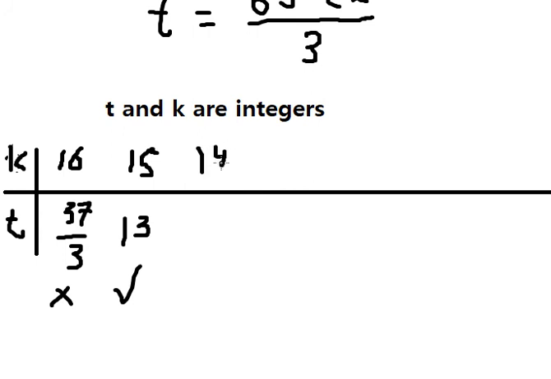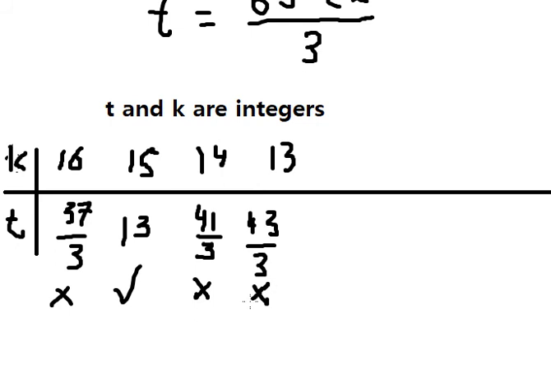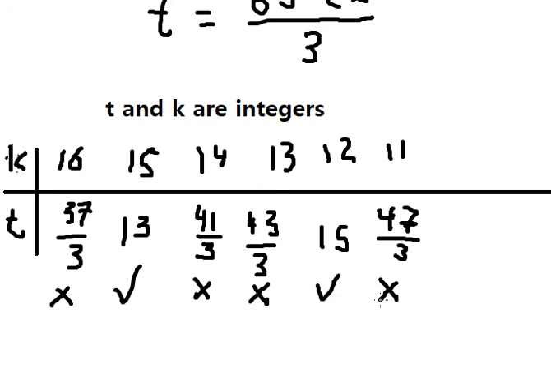Now I will select 14. For 14, that is 41/3. We need to reject. For 13, we put this one and we have 43/3. Now let's go to 12. We have 15, so we need to accept 11. We have 47 over 3. The next one, 10, 49 over 3.